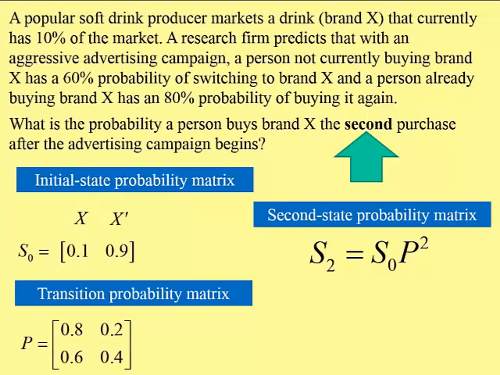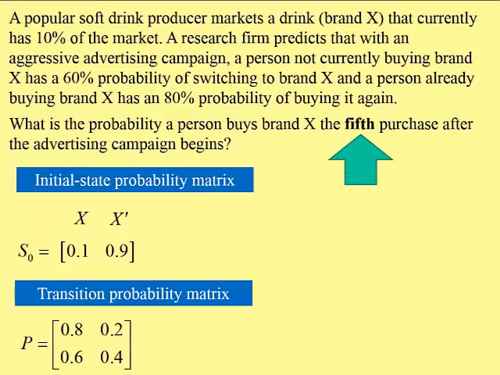Now, this is pretty easy to catch on to. And you can take out your calculator and do the matrix manipulations. Multiplying S0 times P squared, we come up with this. Do you see that the 72.4 is the probability a person buys brand X the second purchase after the advertising campaign begins?